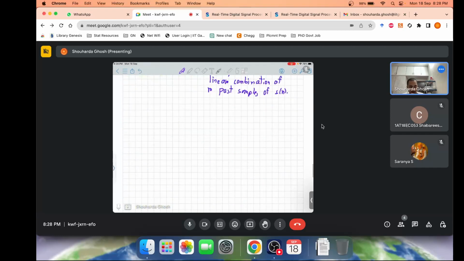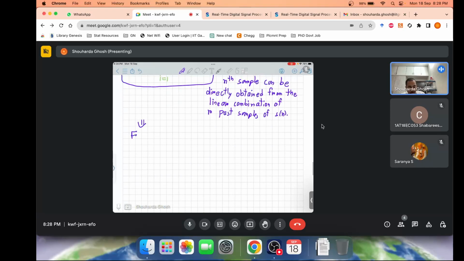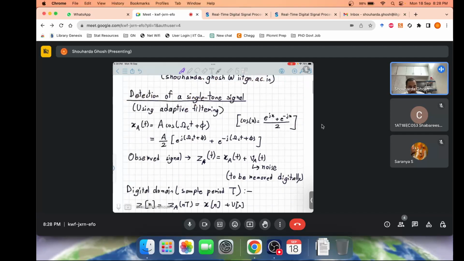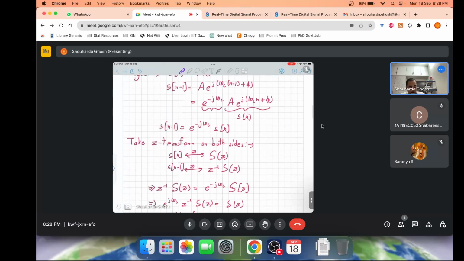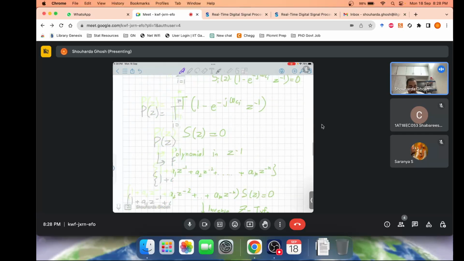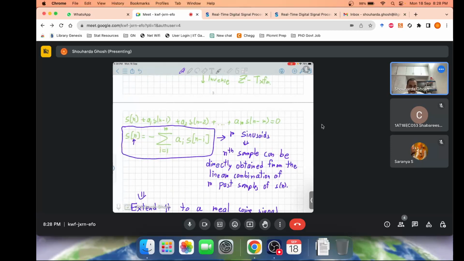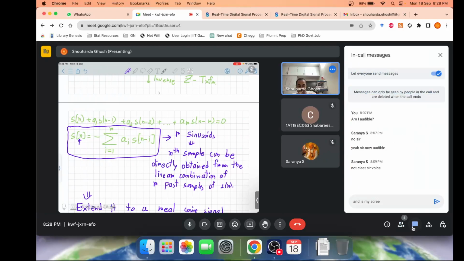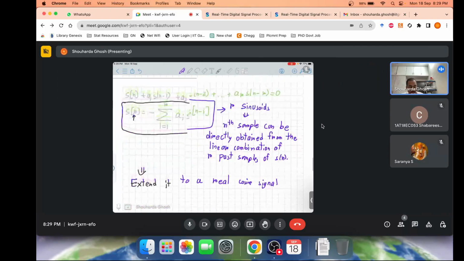Now let me extend it to a real cosine signal. So till now, whatever I have been talking about, starting from detection of a single tone, then taking the transform of a sinusoid, then doing all the manipulations, finally reaching up to this point. Are these two points clear to everyone present over here? Please write in the chat box. Sharanya, Shabrish, can both of you write in the chat box at least whether the concepts are clear? Okay, Sharanya has written yes, clear, good.